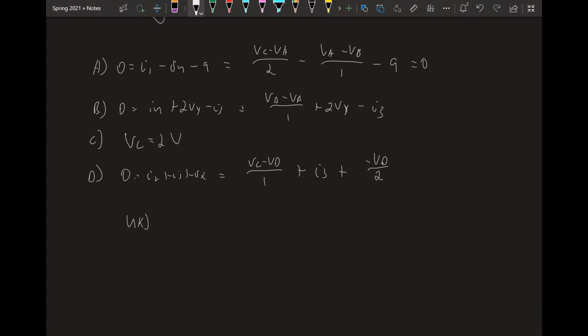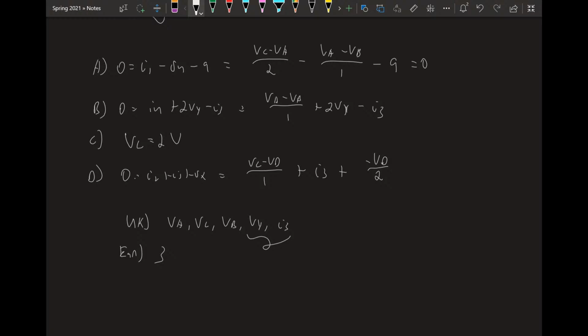We don't know VA, we don't know VC, we don't know VB, we don't know VY, and we don't know I3, right? And how many equations do we have? We have 3. So we have 3 equations, 6 unknowns. That doesn't track. So we need to somehow get these two terms in terms of VA, VB, and VC, and then we're golden and we can solve.